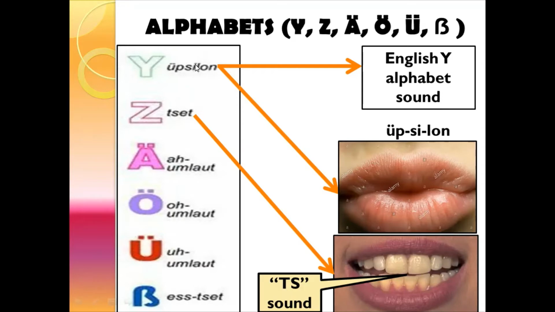The German Y has 2 variations in sounds depending on where it is in a German word. It is firstly pronounced like the English Y alphabet, Y, and the second pronunciation is unique to the German language only. And this pronunciation of Y is called the Ypsilon.